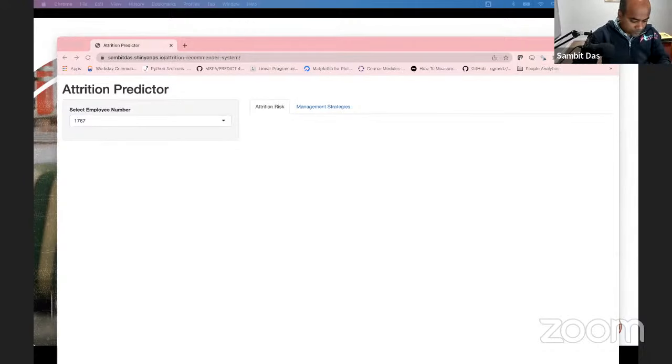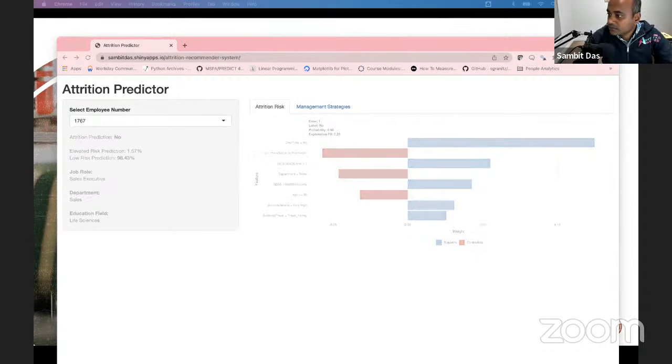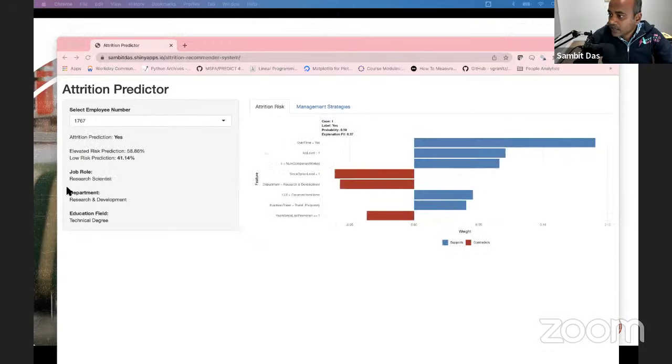Sorry for the network issue, it's a bit slow on my side, but you can see now that the model is predicting that this person is likely to leave the organization, and there's a 58.86% risk that it is predicting. And why is it doing that?